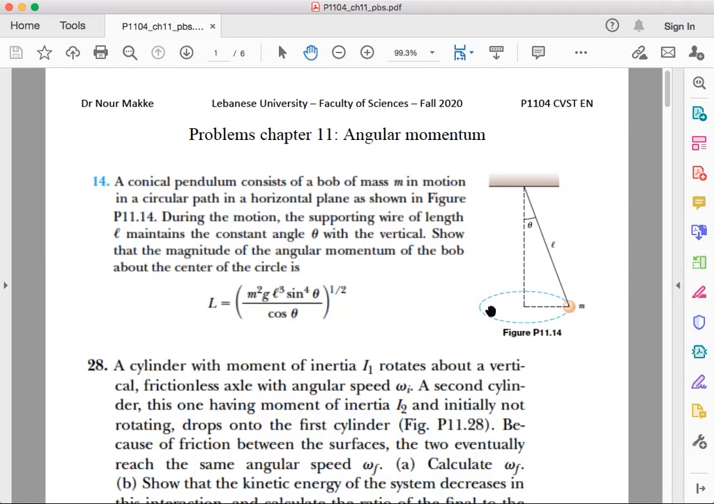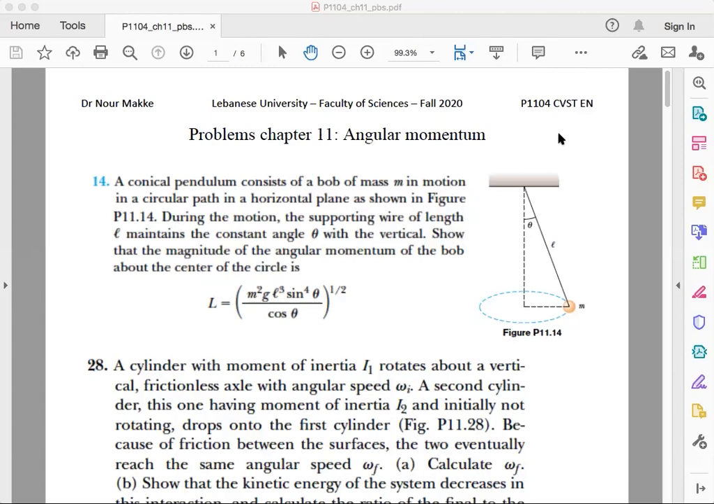And this bob is making a circular motion about the center, about one point along this vertical axis, in such a way that theta stays constant. This theta is the angle between the string and the vertical line. We have to show that the angular momentum of the bob is given by this expression. So let's move to the whiteboard.